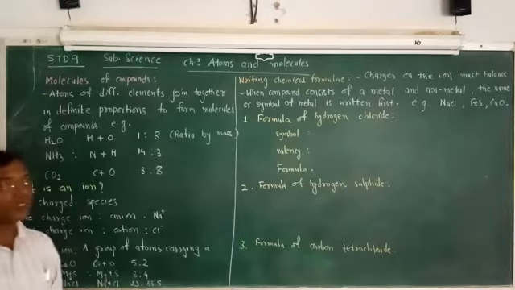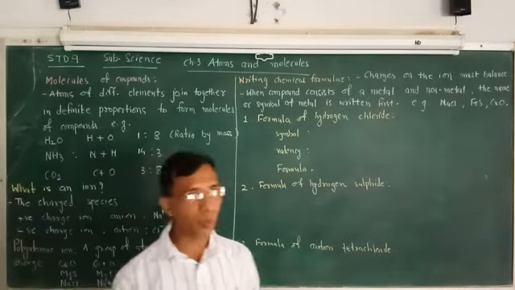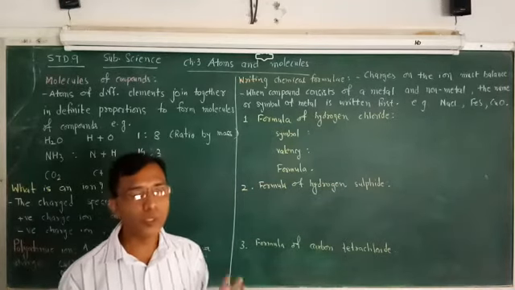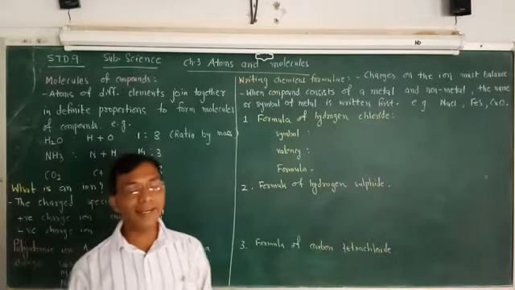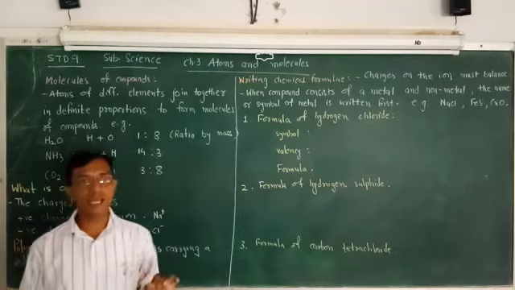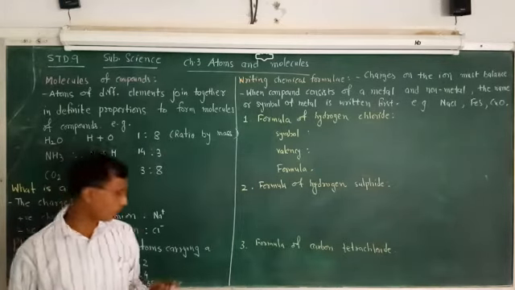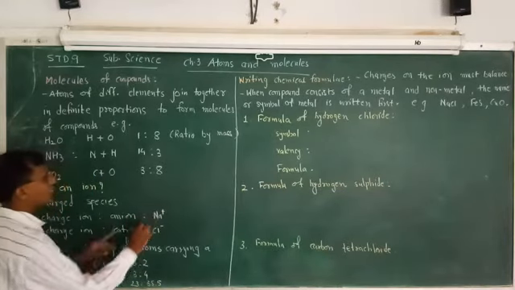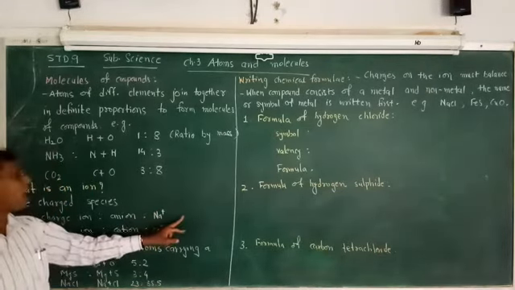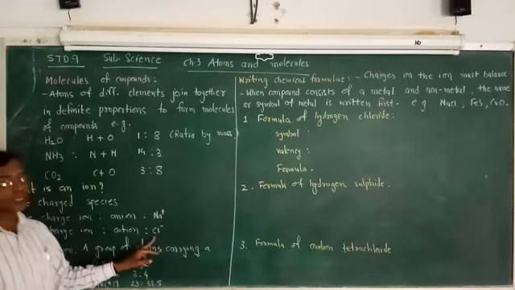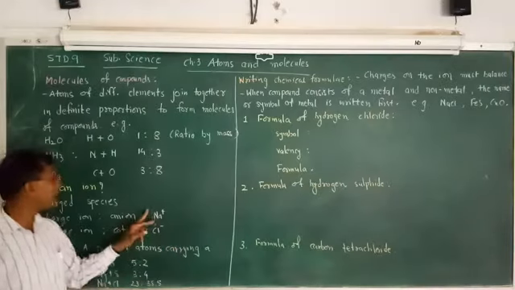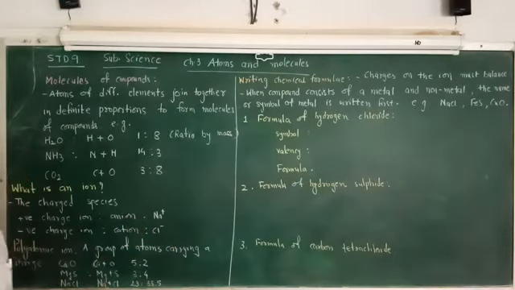Similarly, take the example of sodium chloride. In sodium chloride, the positive ion is Na+, the sodium ion, and the negative ion is Cl-, the chloride ion. So in NaCl, Na+ is the cation, the sodium ion, and Cl- is the anion, the chloride ion. Positive charge and negative charge.